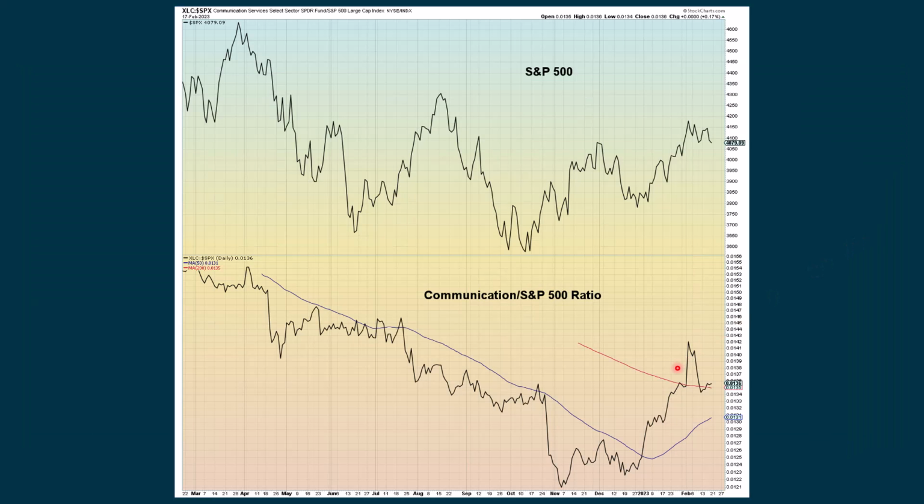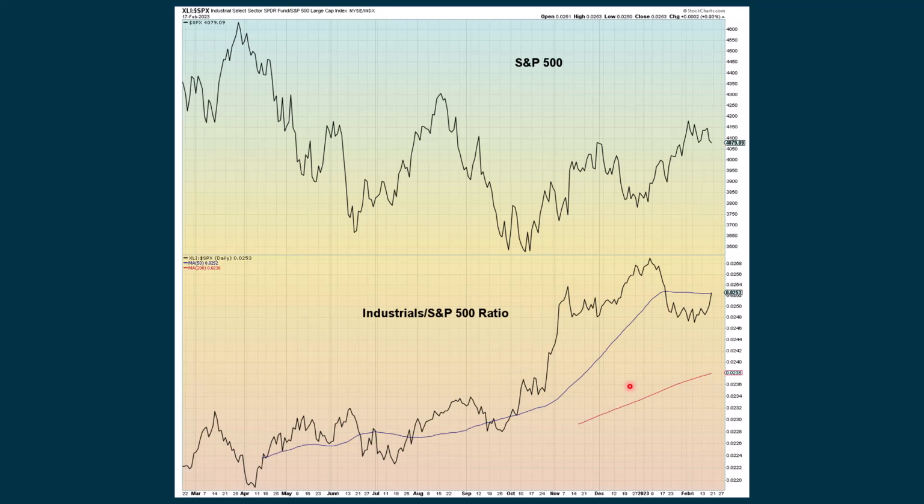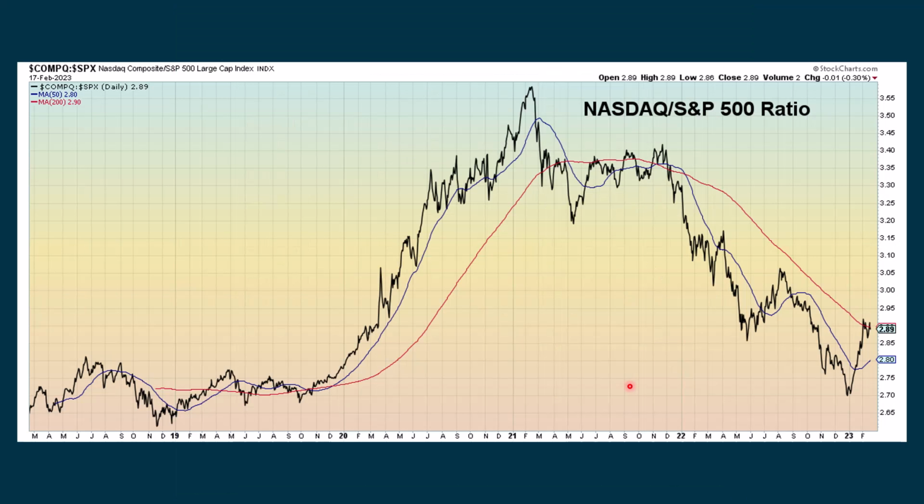Communication, these are the Google, the internet companies, and a lot of the real cutting edge growth companies. They continue to be in a downtrend compared to the S&P. Staples, again, the things that you have to have no matter what's going on, continue to be in an overall uptrend, but showing some recent weakness. Industrials are in an uptrend compared to the S&P.